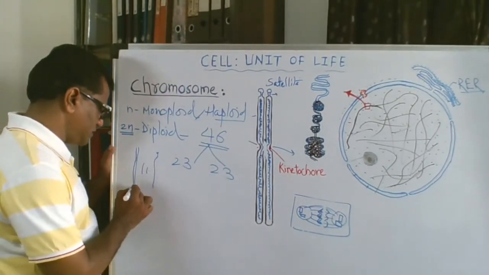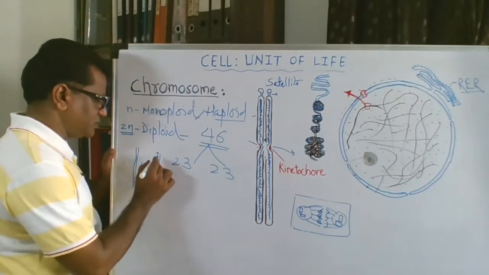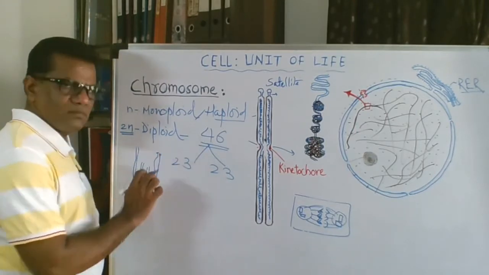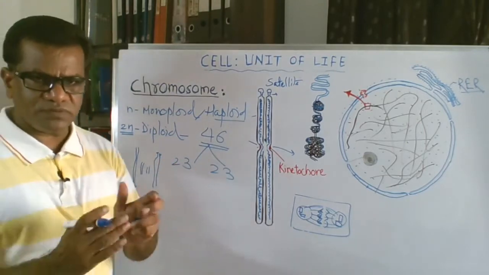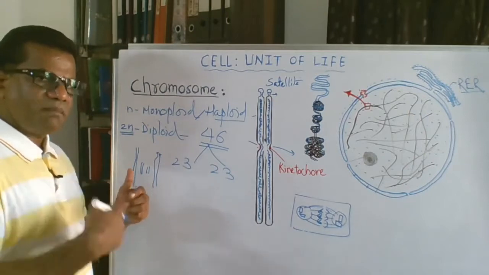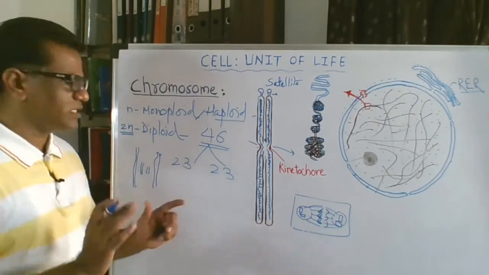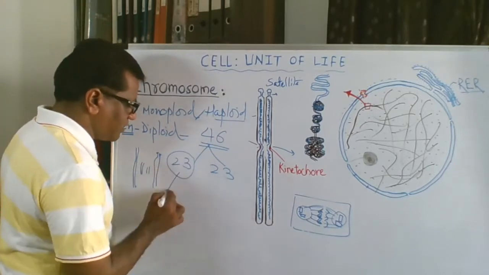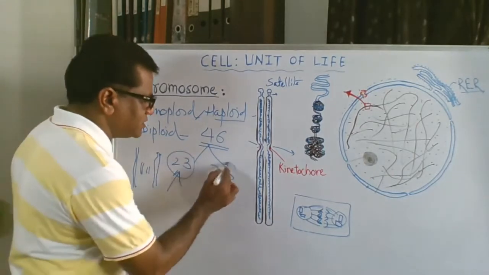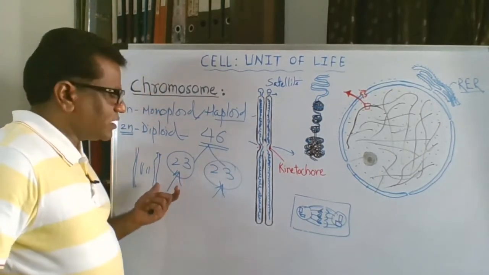They have pairs. So there are 23 separate chromosomes, plus another 23 chromosomes which are the partners of these 23, forming two sets. One set comes from the maternal parent, the mother, and the other set comes from the paternal parent, the father.